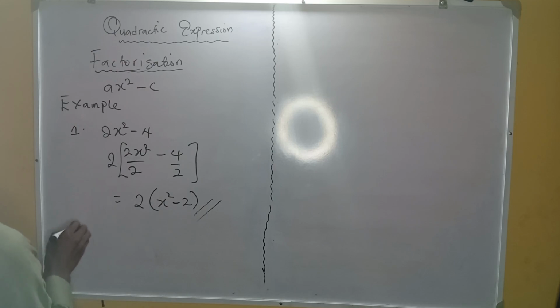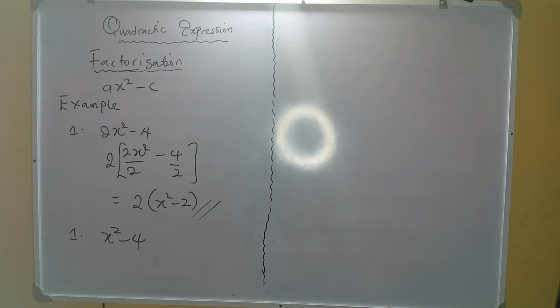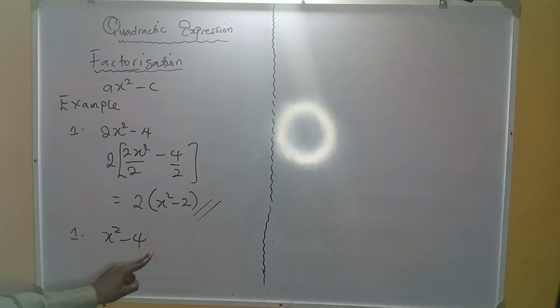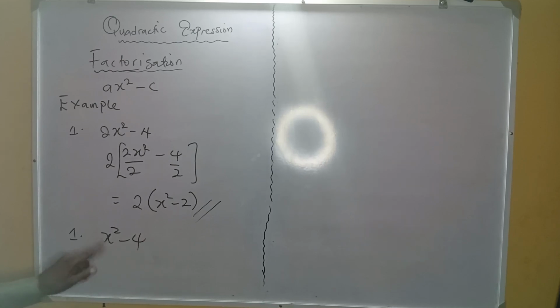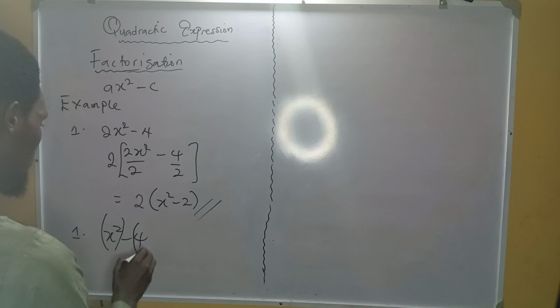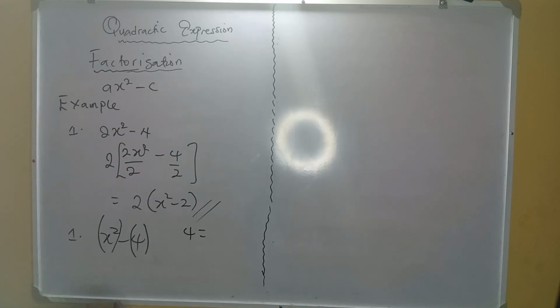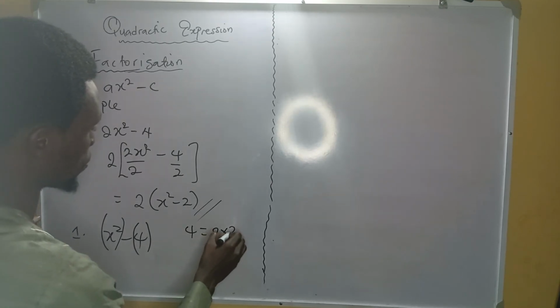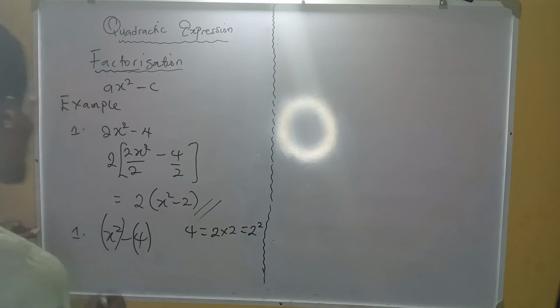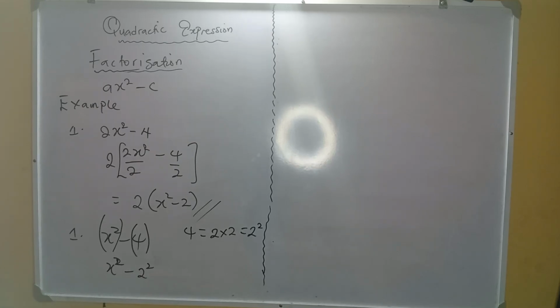You may also be given an expression of this form: x squared minus 4. Now, when the expression is of this form, what you look at is the first term and the last term. Listen, you'll notice that this 4 is a perfect square. That is, 4 equals 2 times 2, and that is 2 raised to the power of 2. So the first term here is also a perfect square, and this other one is a perfect square.